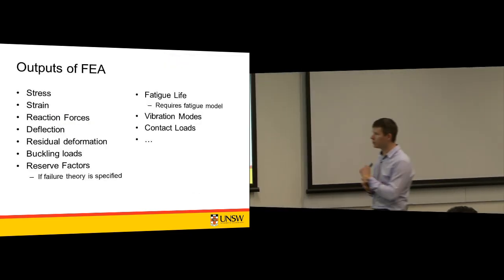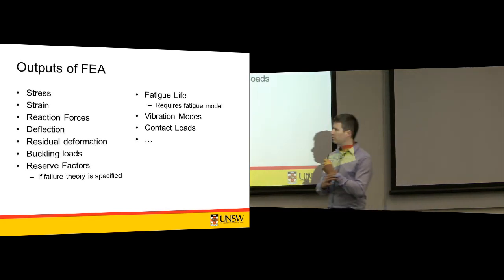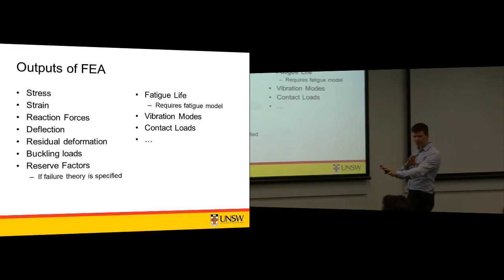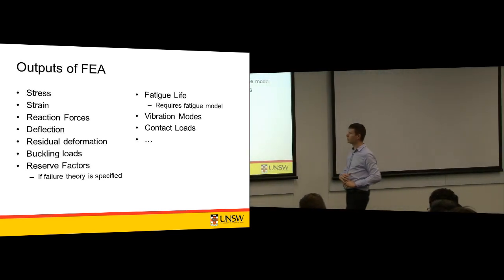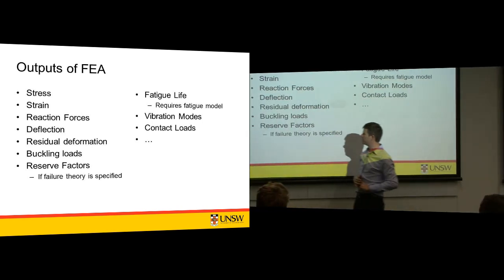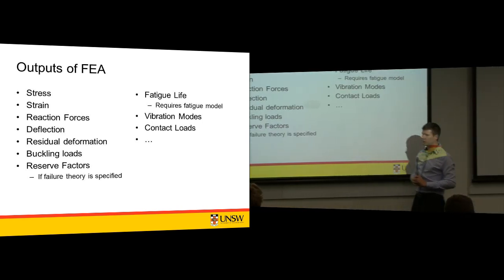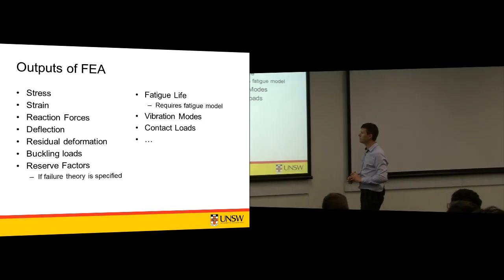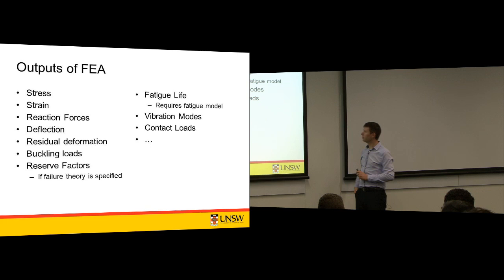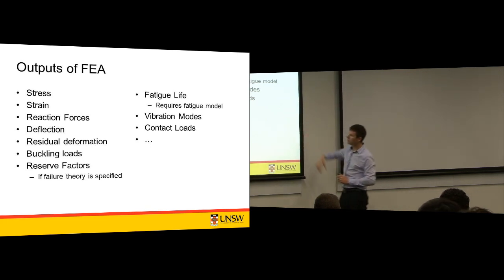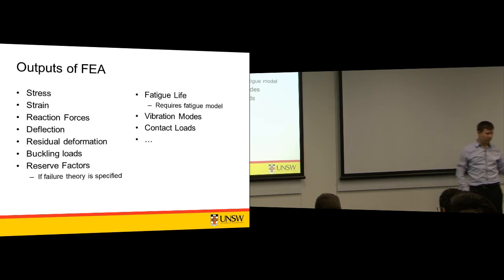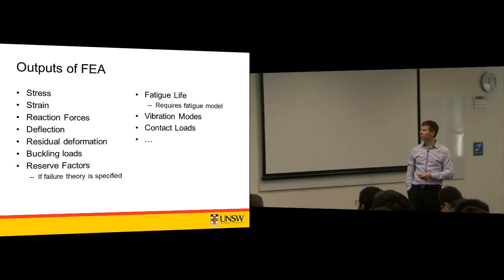What can we get out of it? Stress, strain. Yes, reaction forces, often important, deflection, important, residual deformation. You're plastically deforming something and seeing where it will spring back to. So residual. Buckling is something that we might care about and often overtakes stress considerations in thin sections. Fatigue life, vibration modes, as I said, and loads in other bodies. So they're the sorts of things we get. There's lots of other things you can get as well, but they're the sorts of things we might be primarily interested in.